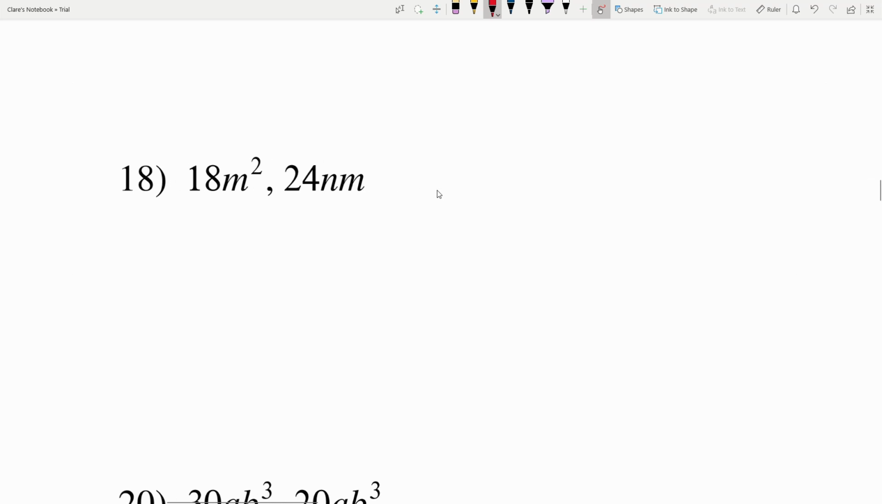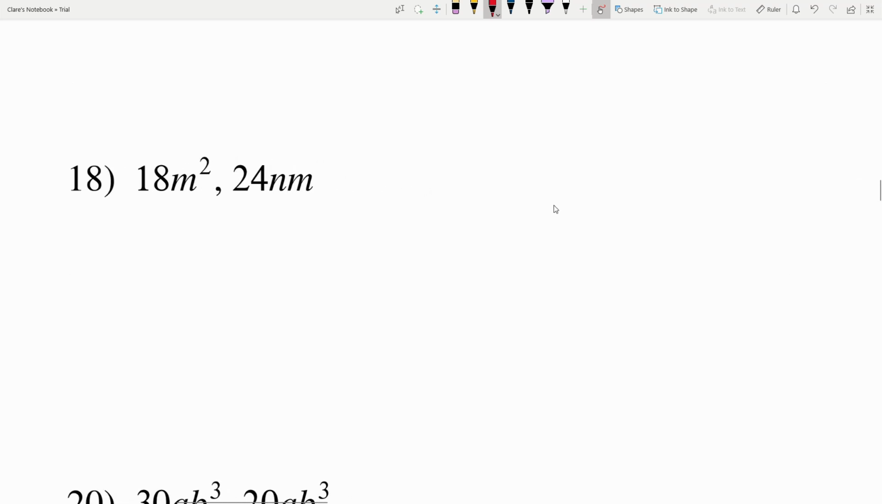In number 18, we have 18m squared and 24nm. 18 doesn't go into 24, so I'll look at 24 times 2, which is 48. 18 does not go into 48, so I'll look at 24 times 3. 24 times 3 is going to be 72, and 18 does indeed go into 72. 18 times 4 equals 72, and 24 times 3 equals 72. So 72 is part of my LCM. Now looking at my variables, the greatest exponent with an m is 2, and the greatest exponent with an n is 1.